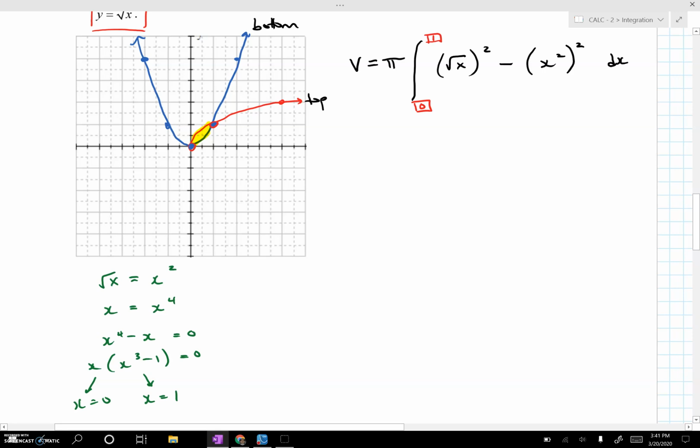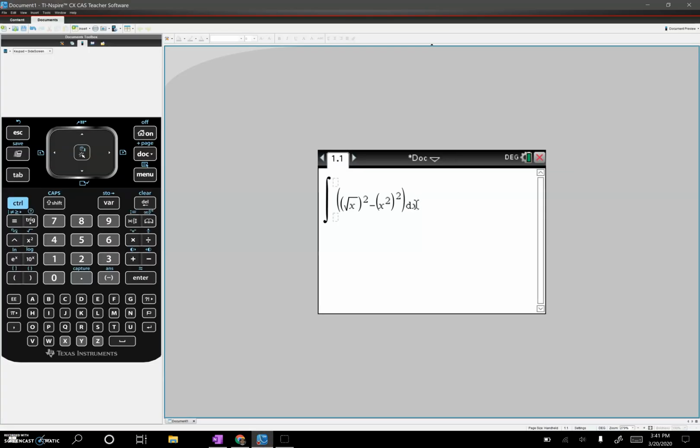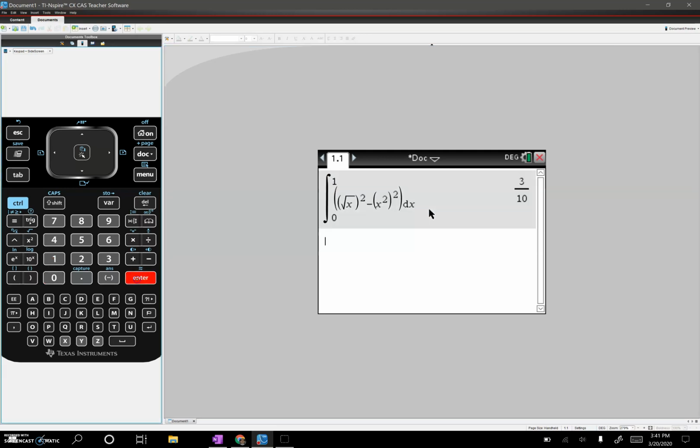Okay, let's simplify a little bit here. The volume is equal to pi times the integral from 0 to 1 of root x times itself, which is just x, minus x to the 4, dx. I could do this by hand, which I'm going to do right now, but I'm also going to show you how to do it in the calculator. So here's our option number 1. I go to my calculator, I've punched in the two functions, and I've punched in from 0 to 1. I hit enter, and it gives me an answer of 3 over 10.